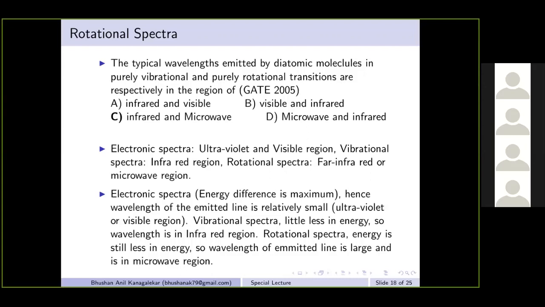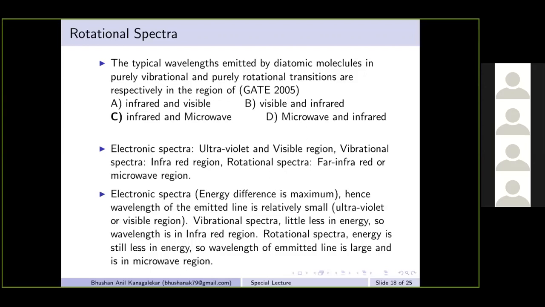E is equal to hc by lambda. So the energy difference is maximum, so the wavelength of the emitted line due to the energy difference is small. Energy is maximum and wavelength is small. That comes in the ultraviolet and visible region.